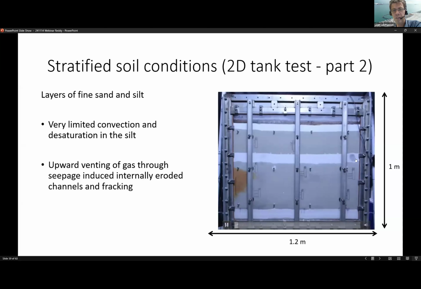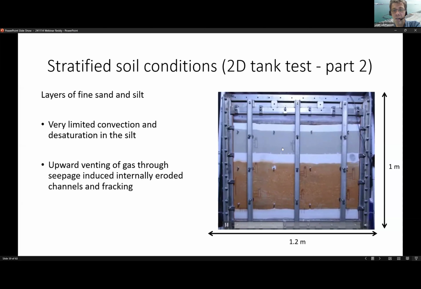So here you can see again a second injection, and what was interesting now, you can already see that the injection pattern is slightly different because of the presence of the gas. But as we were producing the gas, the gas was also pushing liquid through the upper silt layer, the white layer, and you can see some silt being eroded, forming these small erosion channels, seepage-induced erosion volcanoes on top of the silt layer, generating gas leakage paths.